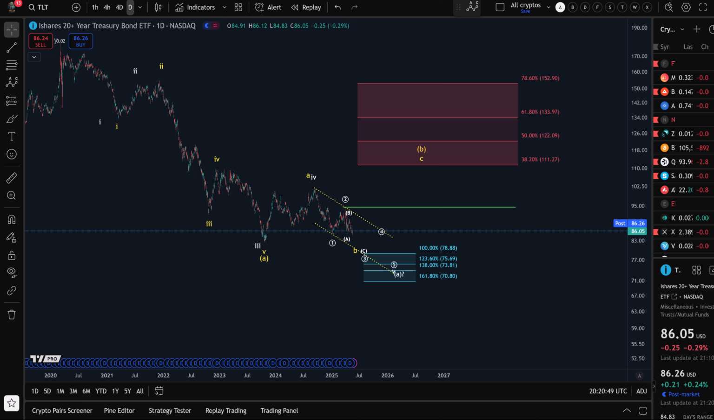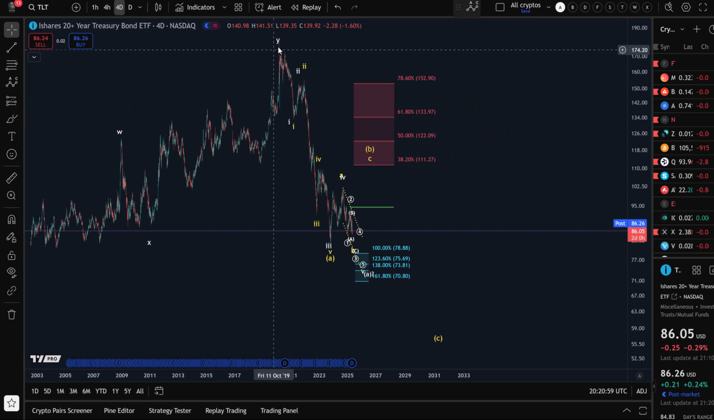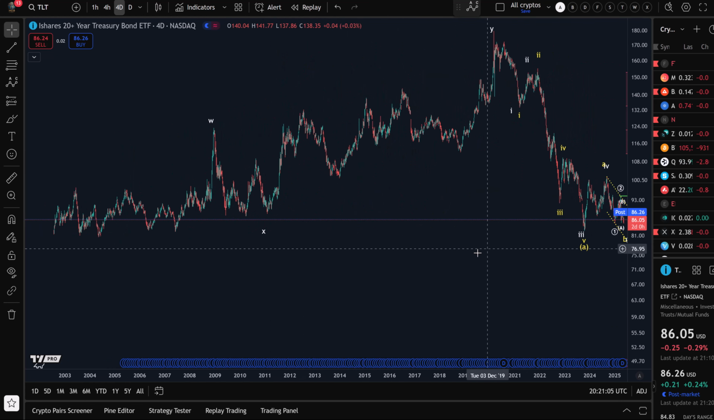Hello and welcome to another video update about the TLT, the iShares 20 plus year Treasury Bond ETF. And it is entirely possible that this downtrend that started in 2020 has at least come to a temporary pause.